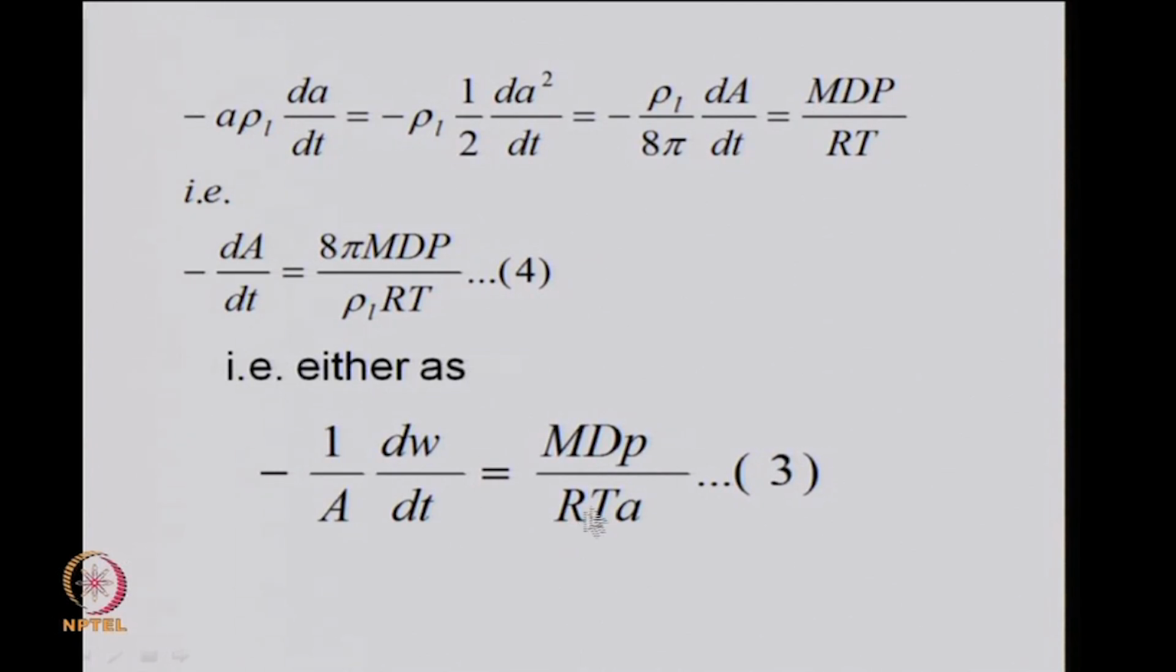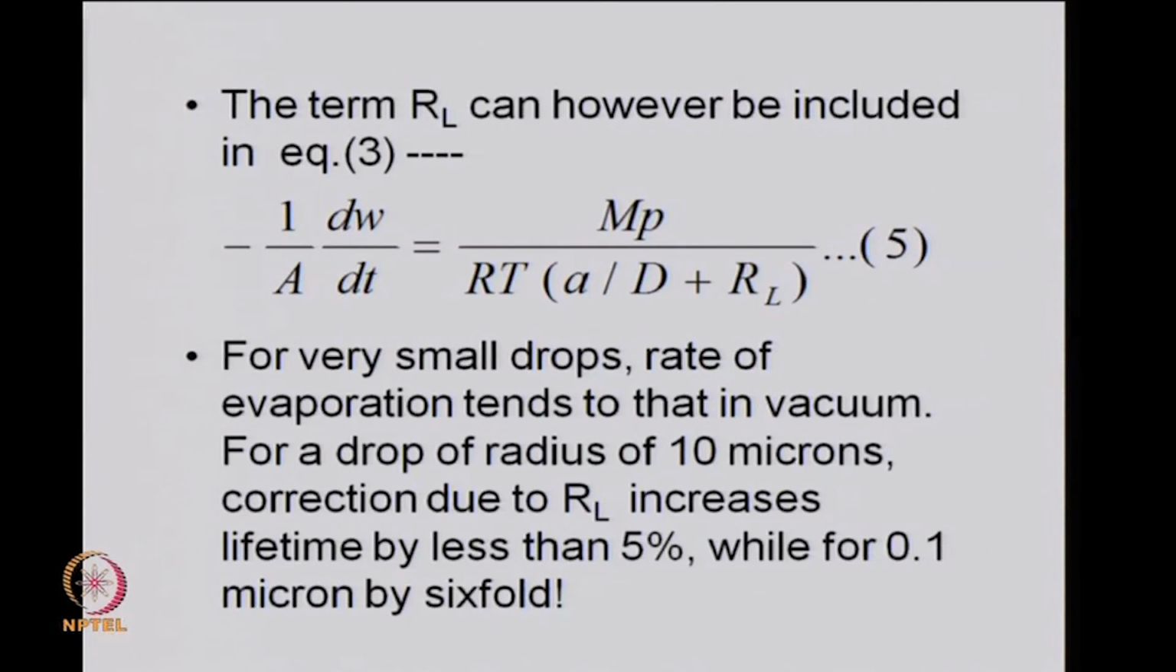The driving force is P by RT, the saturated vapor pressure that is at the surface of the drop, and A by D is the resistance in the gas phase. P by RT is the driving force in the gas phase for evaporation, and A by D is the resistance in the gas phase. So, A by D is the gas phase resistance, to that we must add the liquid phase resistance. So, that gives us equation 5, the right hand side is written as MP by RT, A by D plus RL.